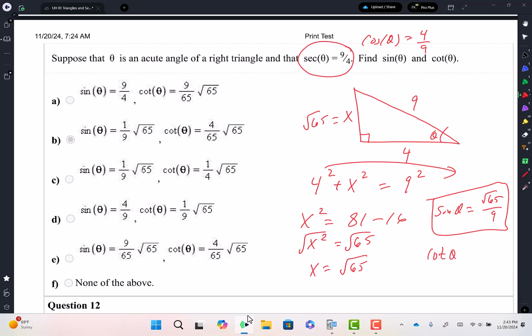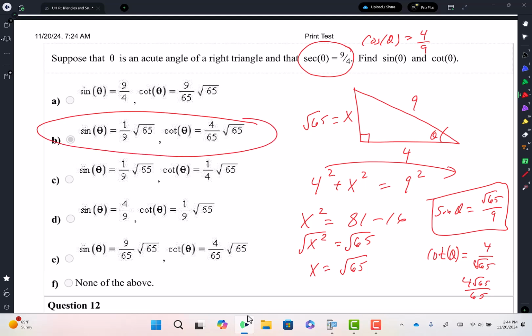Cotangent. I don't know cotangent. It's not in SOHCAHTOA. It's a reciprocal of tangent. So tangent was opposite over adjacent, so cotangent is adjacent over opposite. So it's going to be 4 over square root of 65. When you rationalize it, 4 square root of 65 over 65. All right, let's look for it. And here it is.